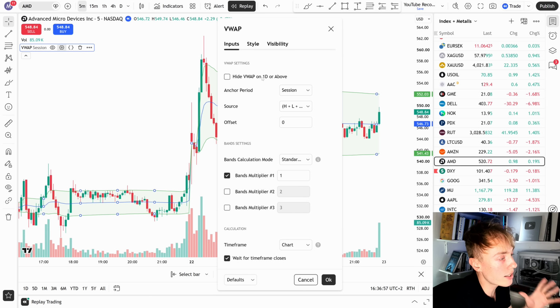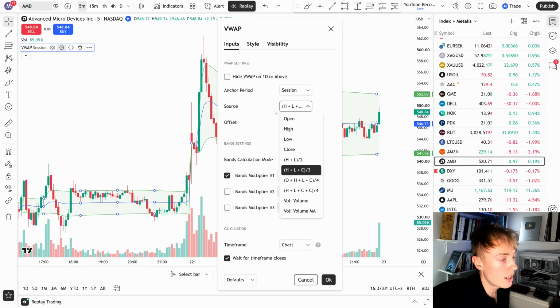And now I do want to take a look at this setting right here called source. So the standard setting for the VWAP is to use the H plus L plus C divided by 3. And if this sounds complicated, don't worry. This simply means that you take the high, low, and close of the candles to calculate the VWAP. And this is the most common calculation.